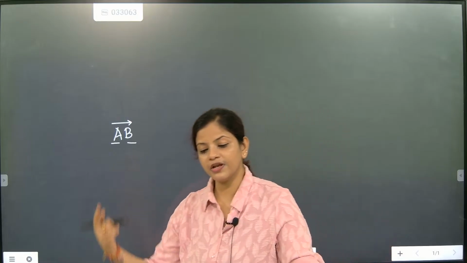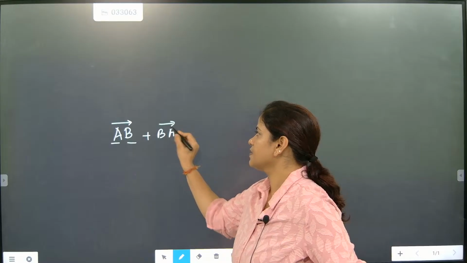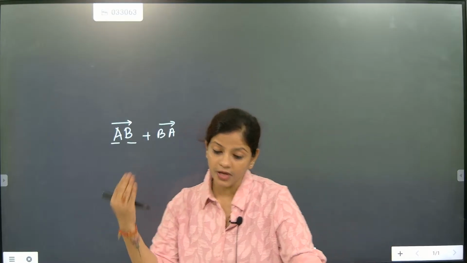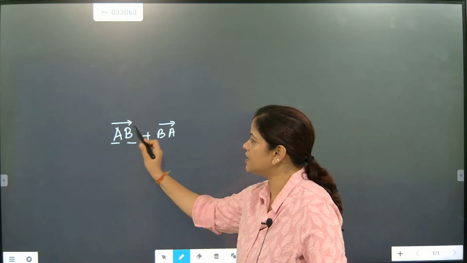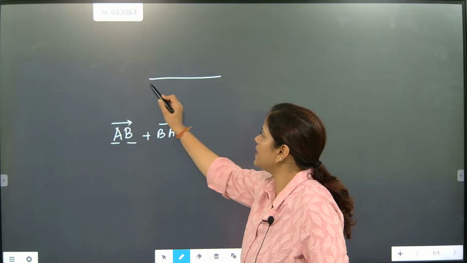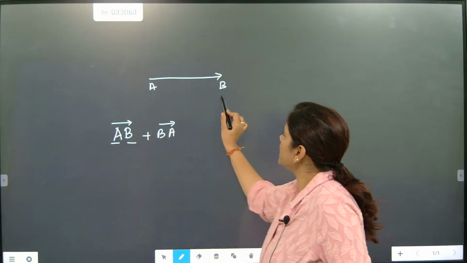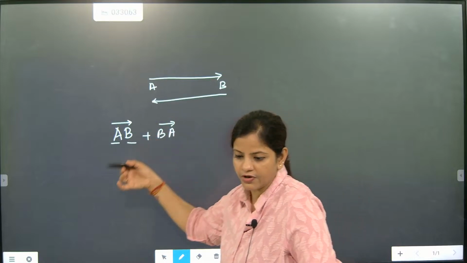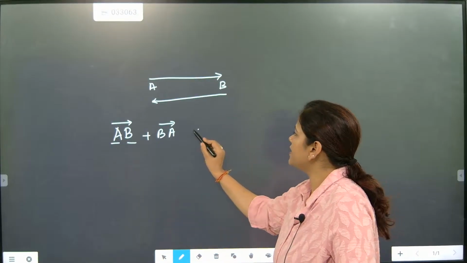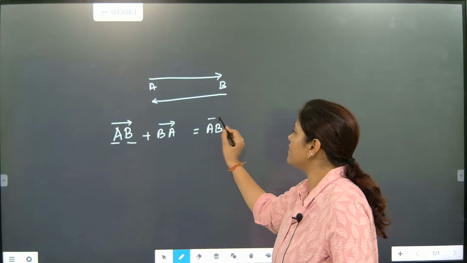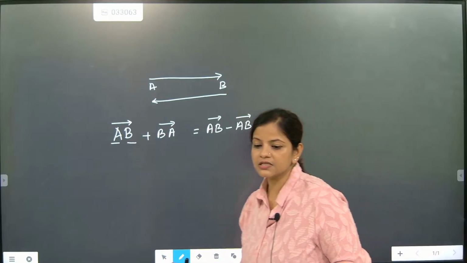Similarly, when you write AB vector plus BA vector, what will be the answer? Magnitude-wise these are opposite. The AB vector means you are going from A towards B. But when you write BA vector, it goes from B to A. So you write it as AB vector minus AB vector, and it will become 0. So the answer is coming as 0.